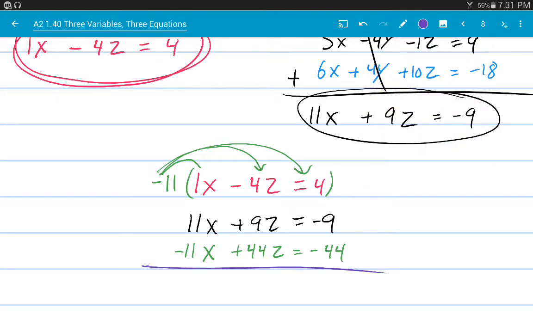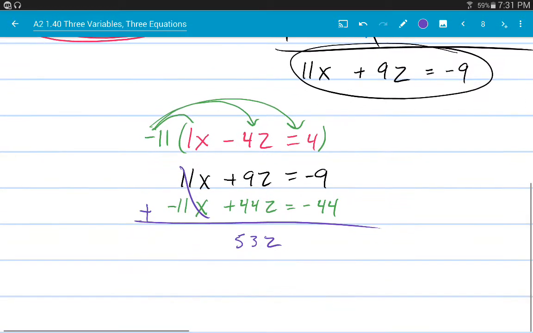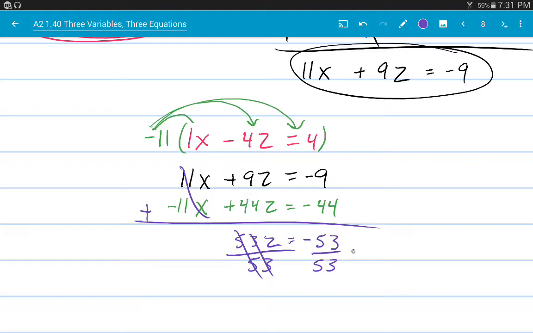I'm going to add these up. 11x and negative 11x are gone. 9 and 44 is going to be equal to 53z. And negative 9 and negative 44 is going to be equal to negative 53. Z is almost by itself, so I'm going to divide by 53 on both sides. And negative 53 over 53 is negative 1.